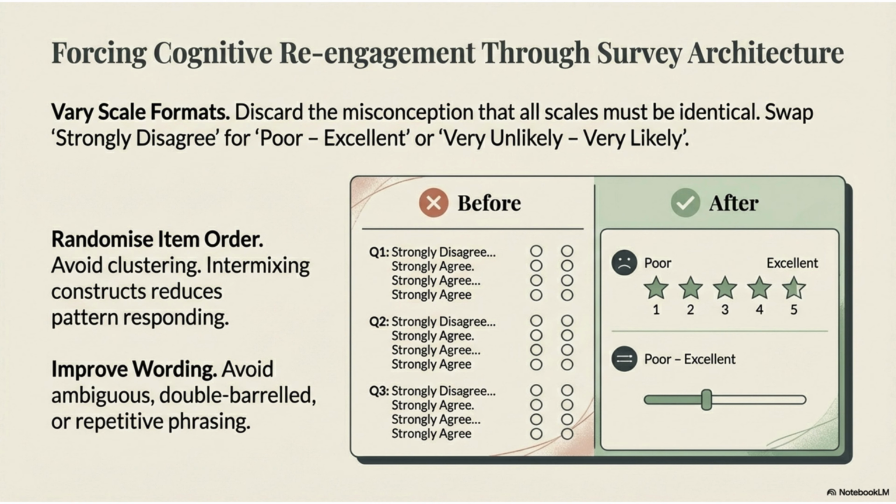Next comes improving item wording. You can avoid ambiguous wording or double-barreled questions, and repetitive phrasing can be avoided. Minor wording differences are not sufficient. Conceptual clarity matters, and poorly differentiated items invite automatic responding.